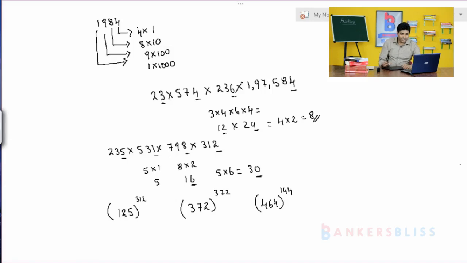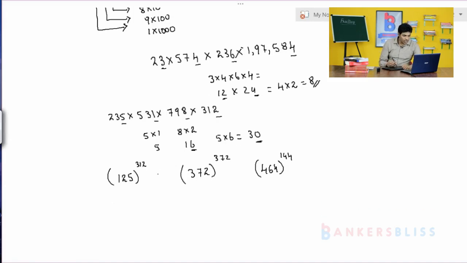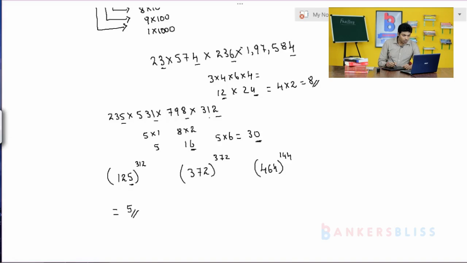See here, one thing you have to remember: if the unit digit is 5, whatever may be the power except 0, in the end you are going to end up with 5 only. The unit digit will be 5 only. Next, 372, the unit digit is 2.